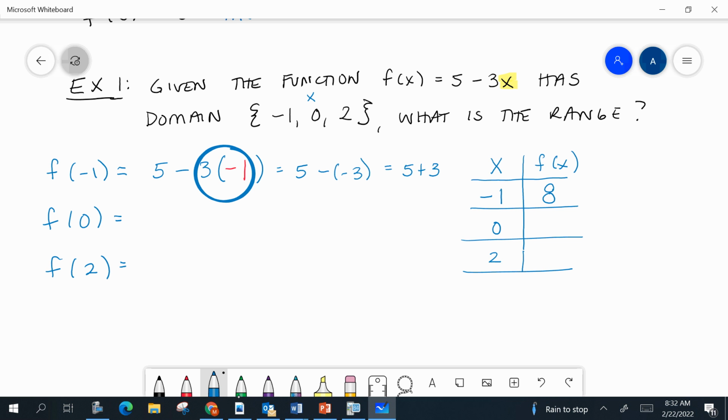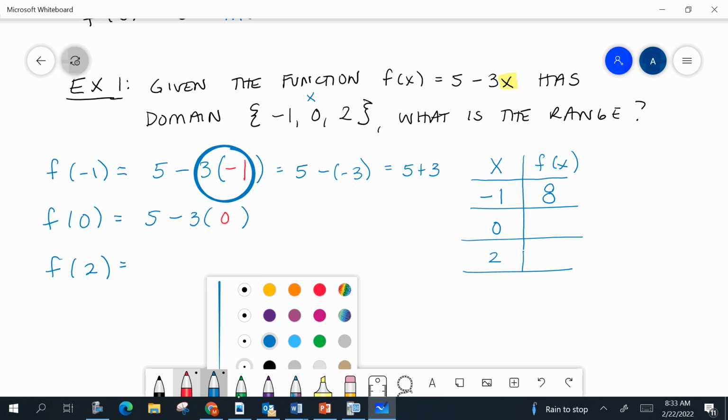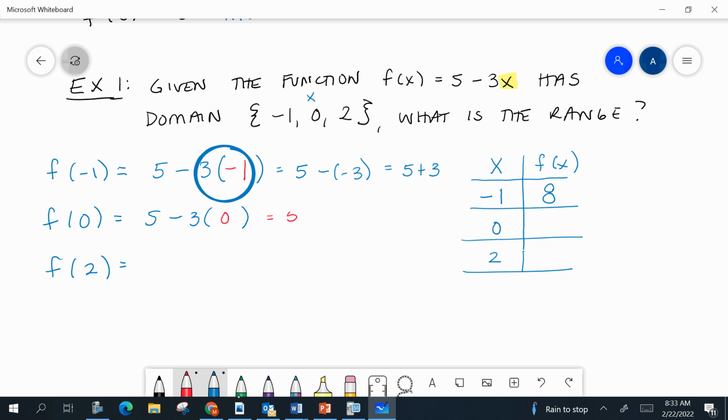All right, let's try this again. 5 minus 3, and replace the x with the parenthesis. So this time we're going to plug in 0. And this is going to be 5 minus 3 times 0, which is 0. So this time the output is equal to 5.